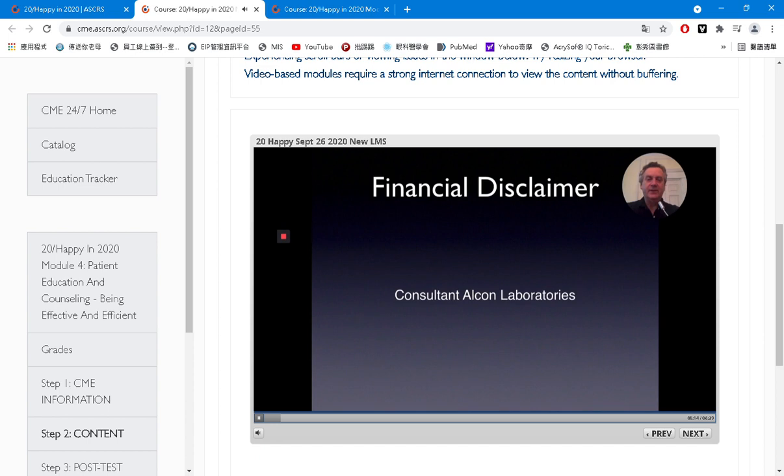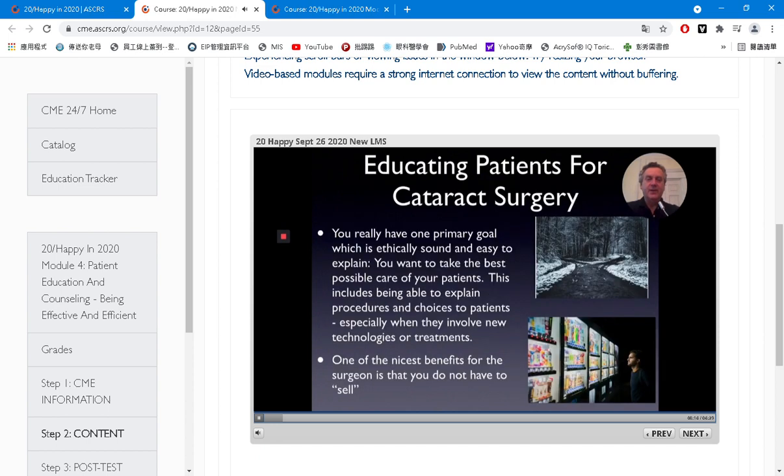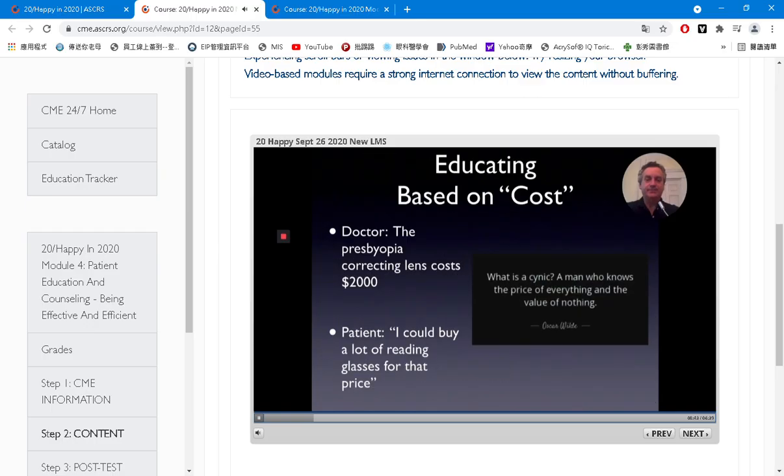Here's my financial disclaimers. When you educate patients for cataract surgery, there's really only one primary goal, and that's to take the best possible care of your patients that you can. This includes explaining to them all their options and choices, especially when there's new techniques or technologies. Nowadays, patients have many forks in the road to decide and many different choices, and so it's important for the surgeon to be able to describe these to patients. The nice thing about this is you're not selling the patient, you're just educating them.